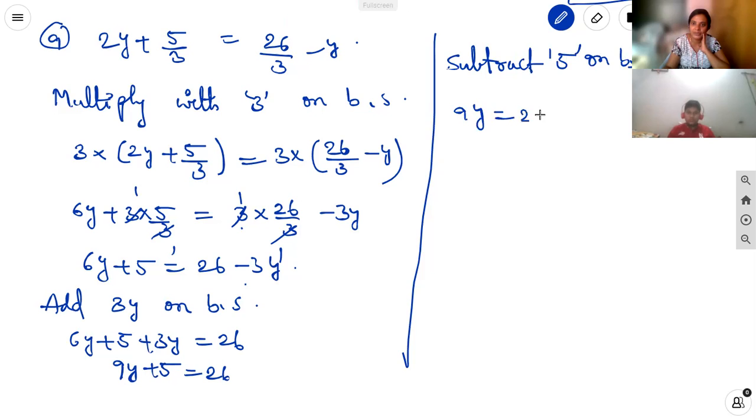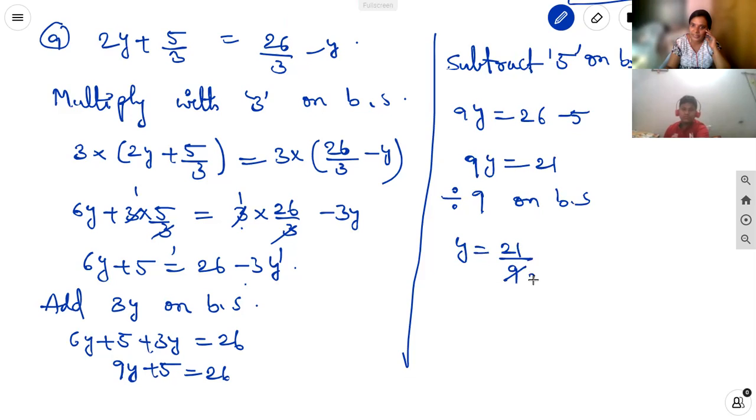9y = 26 - 5. 9y = 21. Divide by 9 on both sides. y = 21/9. 3 threes are 9, 3 sevens are 21, so 7/3. So the y value is 7/3.